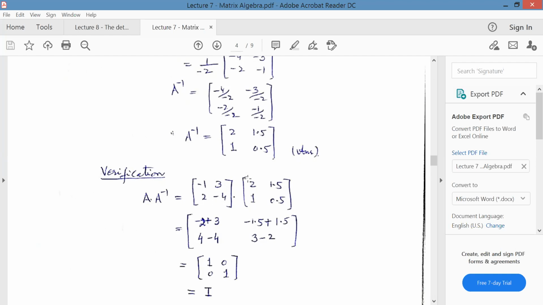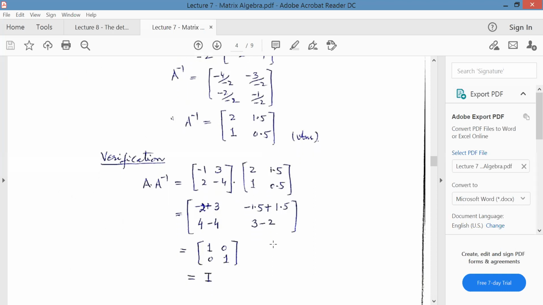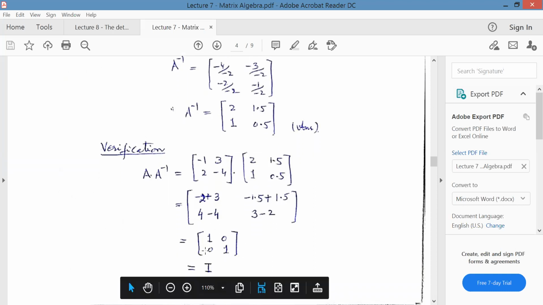Then take the second row, multiply 2 to the 4 and minus 4. Then 2 into 1.5 is 3, and minus 4 into 0.5 is 2, minus 2. And in the end, we are getting an identity matrix [[1,0],[0,1]] of order 2.